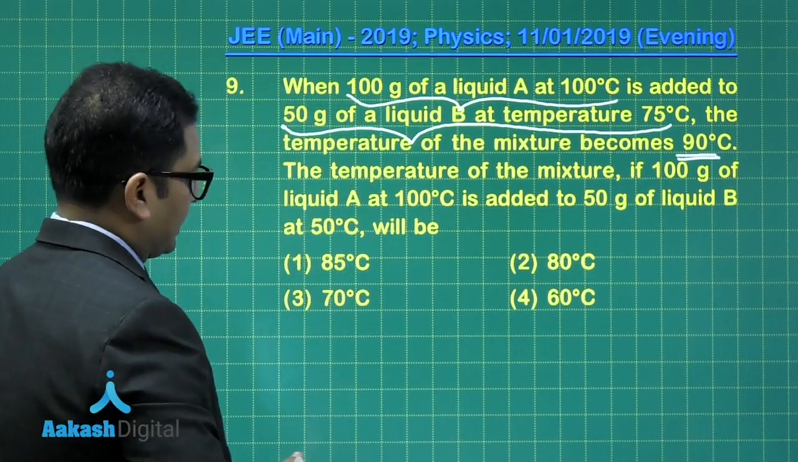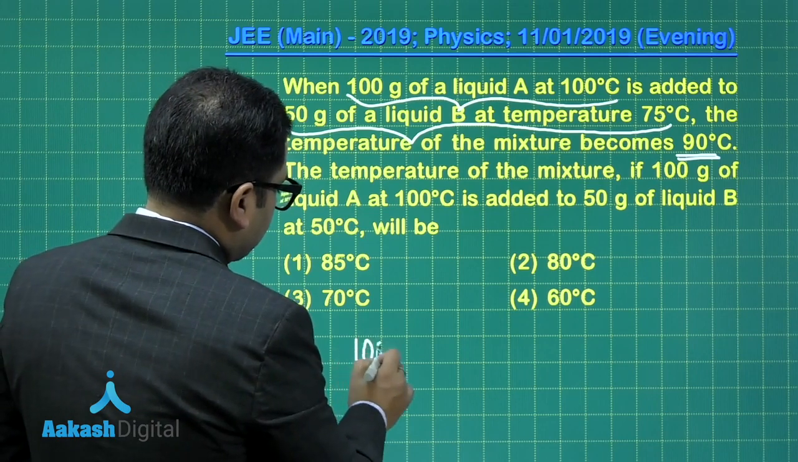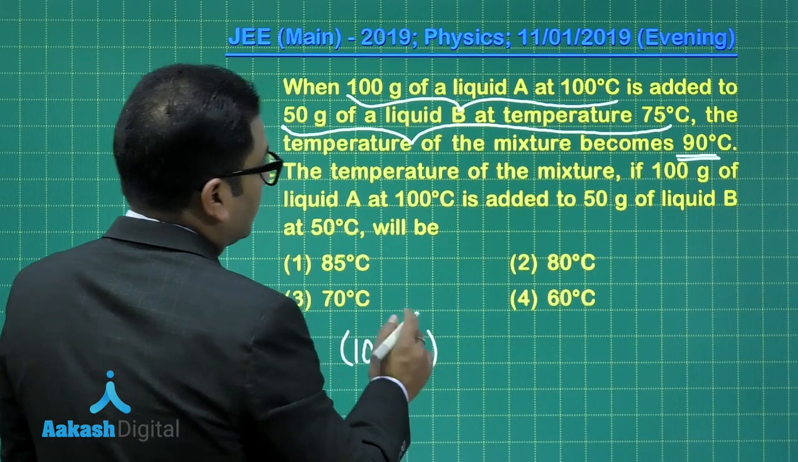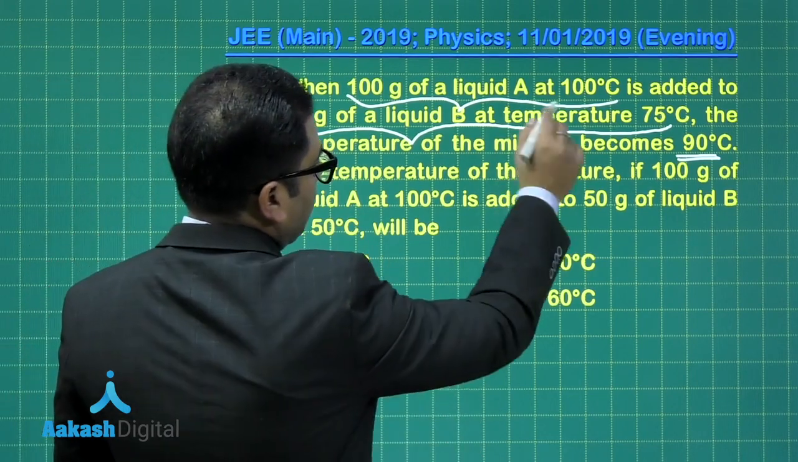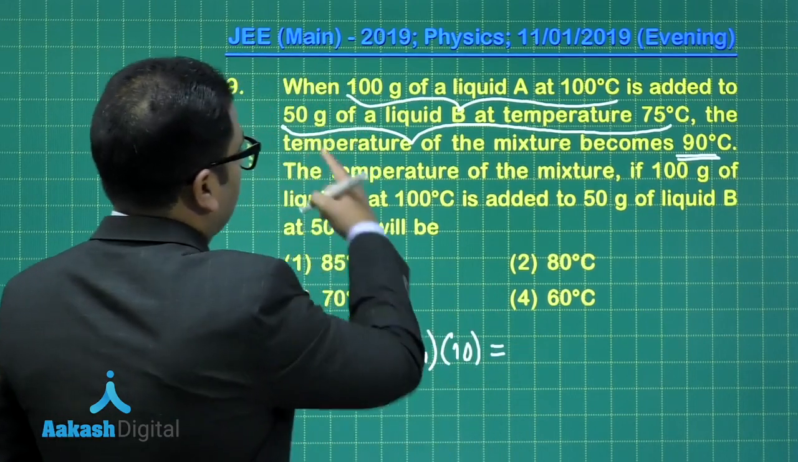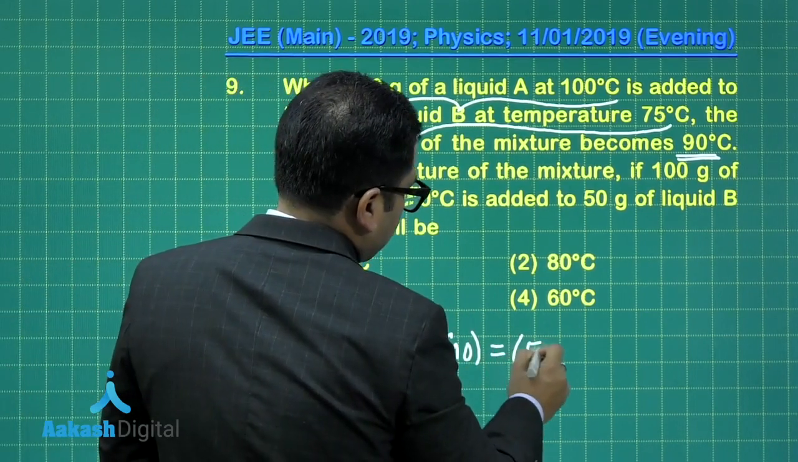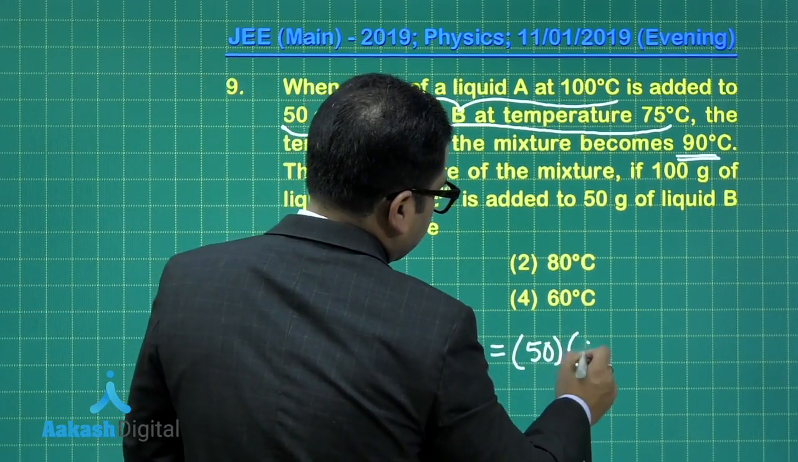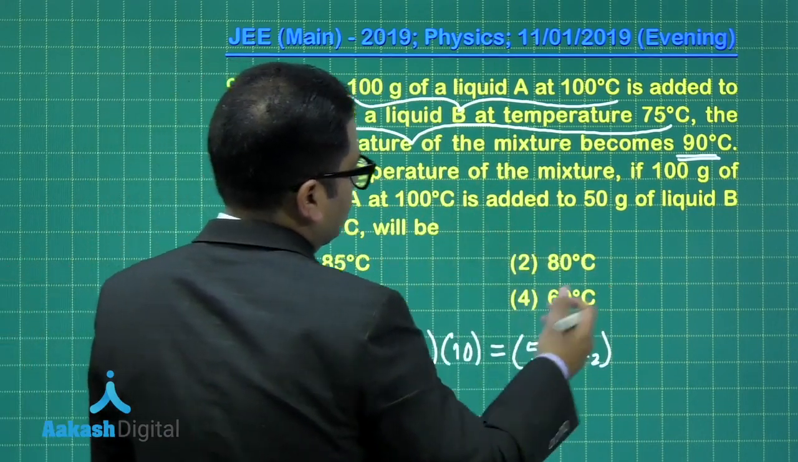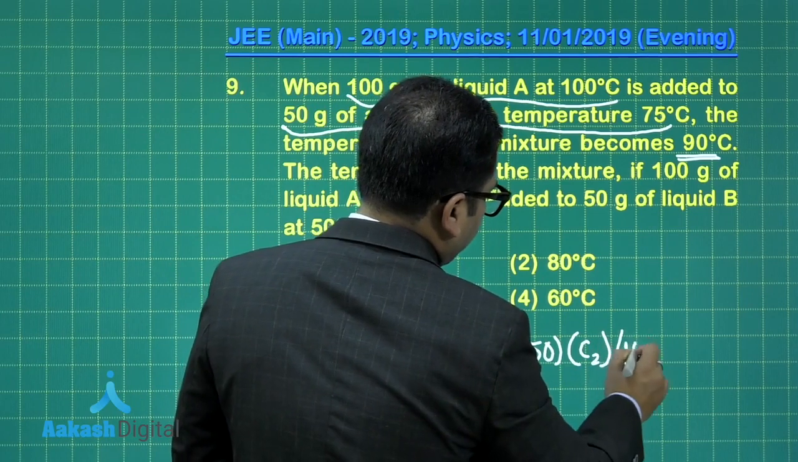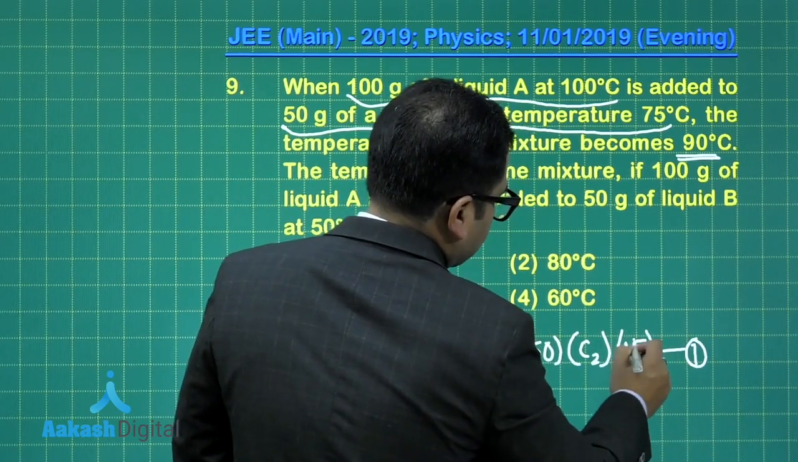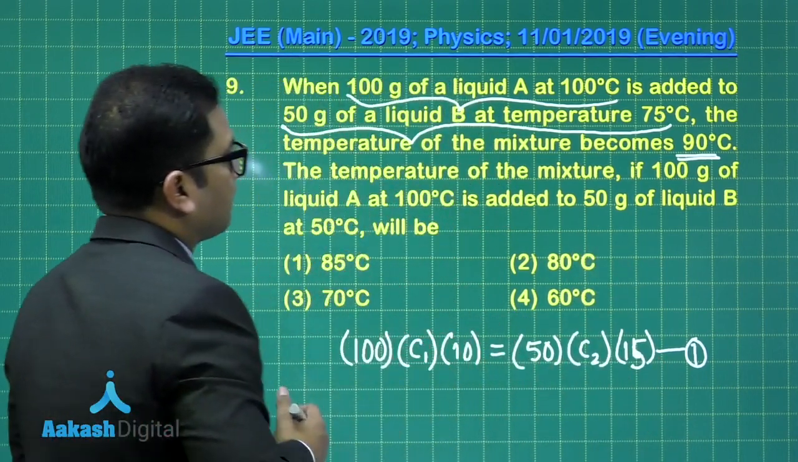So that comes something like this: mass into specific heat capacity of the first into fall in temperature, 100 minus 90, that's 10, will be the mass of the second, which is 50, specific heat capacity, that's C2, and initially it was at 75, later on becomes 90, so that is 15. That comes out to be option number 1. This has to be written as 15, yes.